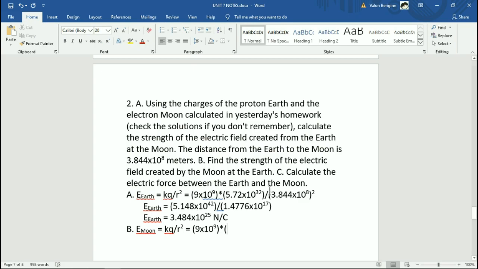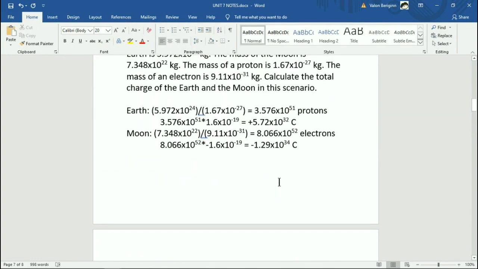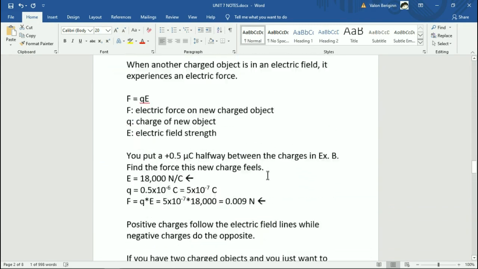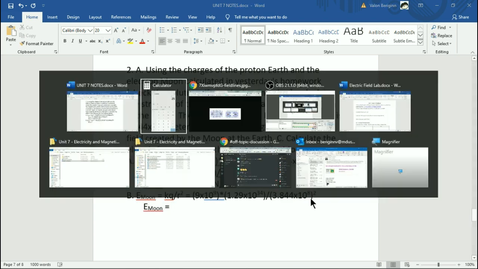This was the charge we got for the Earth. So the charge for the Moon is here. That was the charge of the Moon, so we want to use that instead. Again, the negative doesn't really matter in this case because that just deals with direction, and we're not really worried about direction right now. And then that's divided by the same distance, 10 to the 8 squared. E moon equals. Now I multiply the stuff out again.